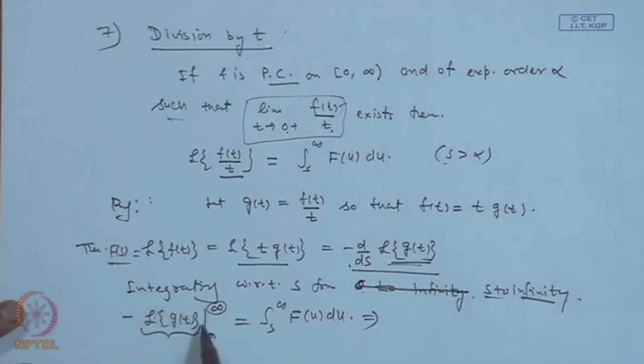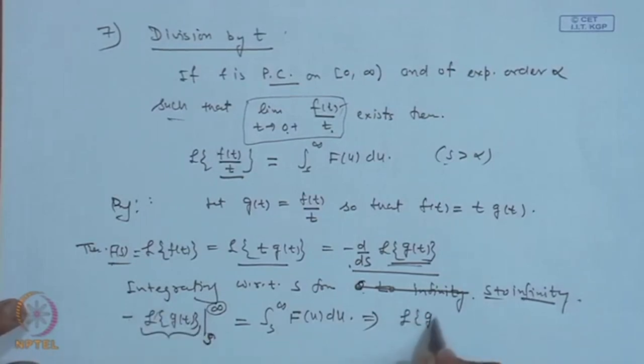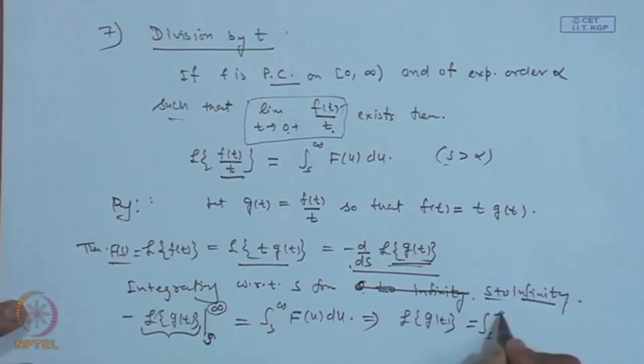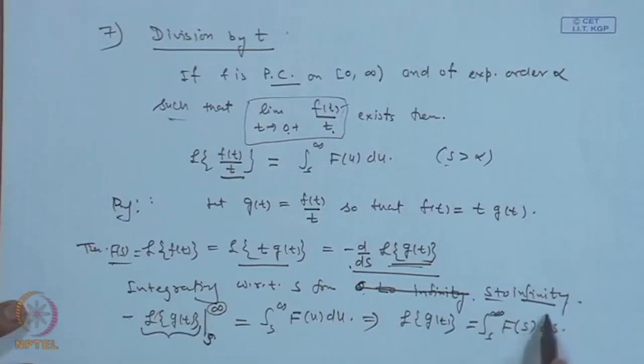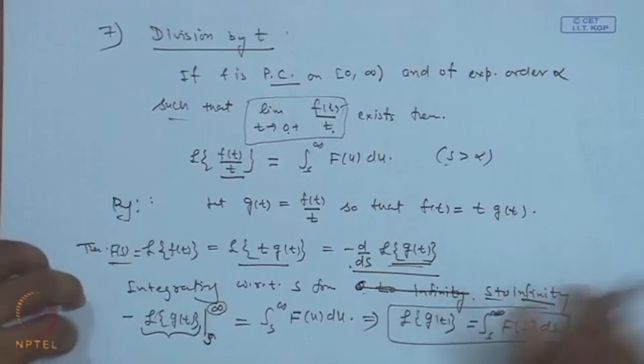So, this will be 0, and then minus minus plus, and then we have this s. So, simply the Laplace transform of g(t) is the integral from s to infinity of F(s) ds. So, this is the required result.